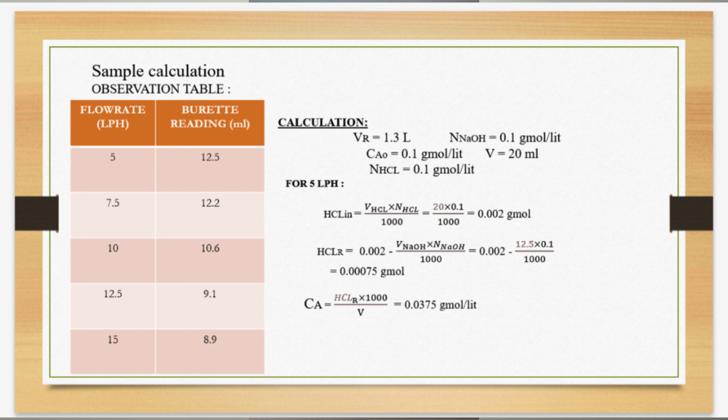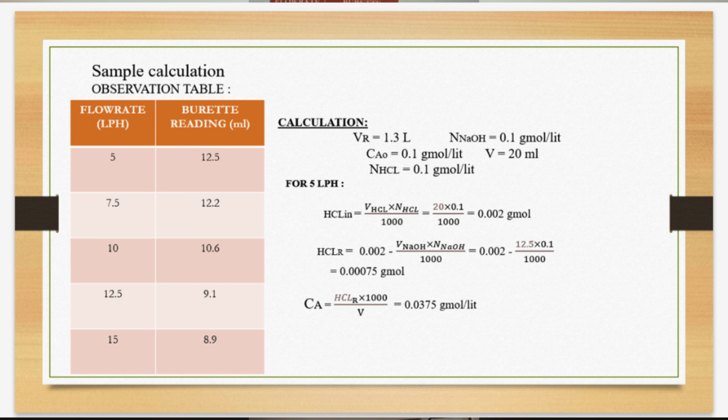Let's have a quick look at the readings of group 1. In group 1, we have measured the flow rate in LPH and the burette reading is taken in ml. For 5 lph, the burette reading is 12.5 ml. For 7.5 lph, the burette reading is 12.2 ml. For 10 lph, the burette reading is 10.6 ml. For 12.5 lph, the burette reading is 9.1 ml. For 15 lph, the burette reading is 8.9 ml.